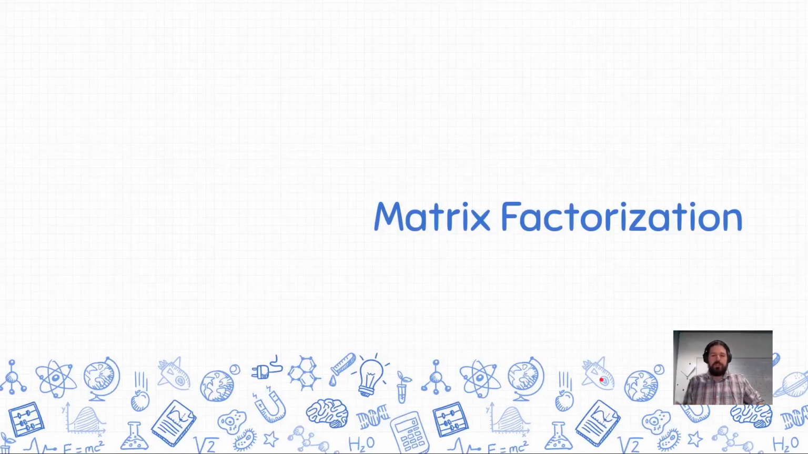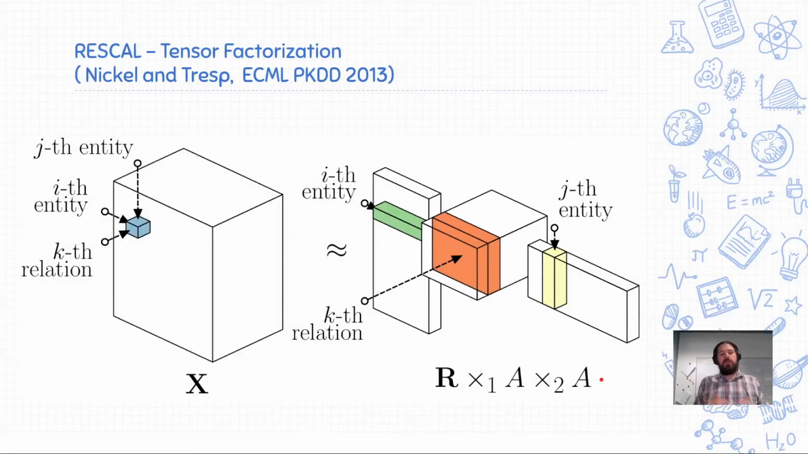Another group of methods is around matrix factorization. We will look at one canonical example of matrix factorization, and there are a lot more approaches as well. The one we are looking at is called RESCAL, and the following is happening here.